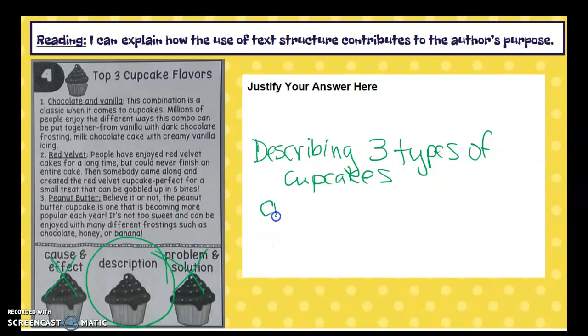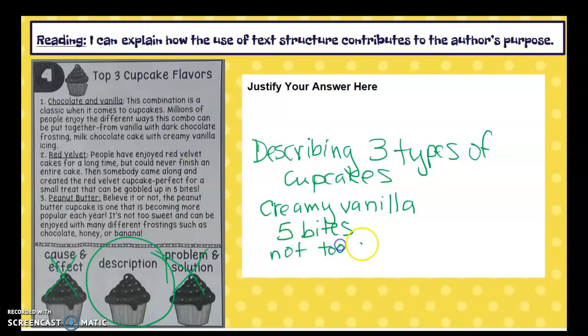They say creamy. I see a good word there. Creamy vanilla. Five bites. That's another way to describe it. Not too sweet. I'm seeing a lot of these words in here. Okay, not too sweet. Gobbled up in 5 bites. Creamy vanilla. Dark chocolate. Okay, so a lot of describing words in this one.